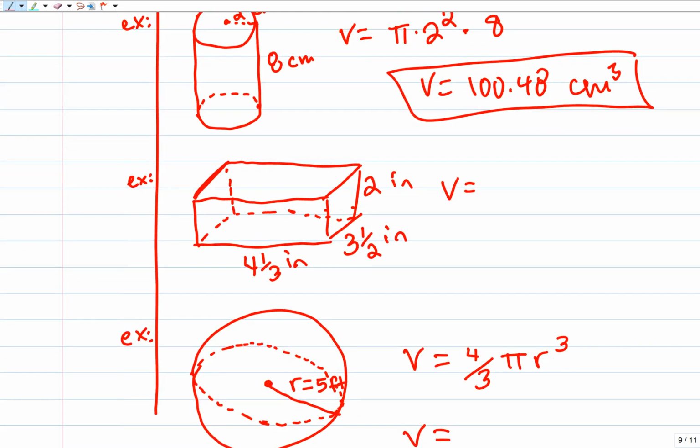Here we have a rectangular prism. The numbers are a little more complicated. The formula is still the same. Just length times width times height. The length, 4 1/3, times the width, 3 1/2, times the height of the prism, 2.